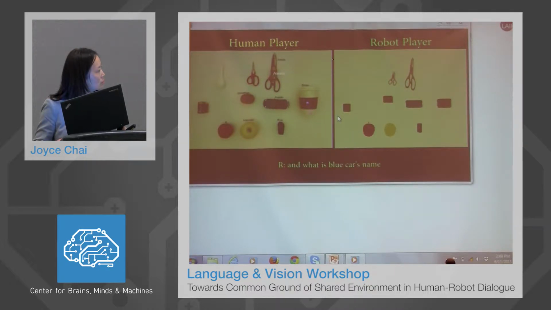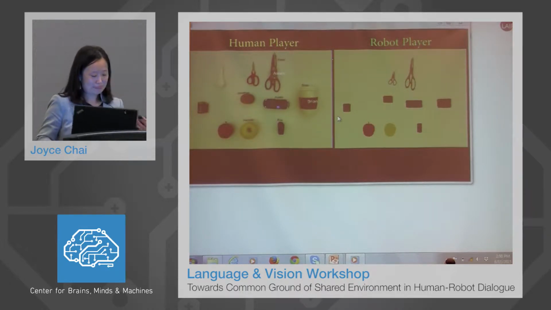And what's the blue car's name? Austin. Wait, Austin, what's the cup's name? Brian. This is Brian. Yep. Okay. That's Brian. And Austin is the blue car. Yep, Austin's the blue car. This is Austin.